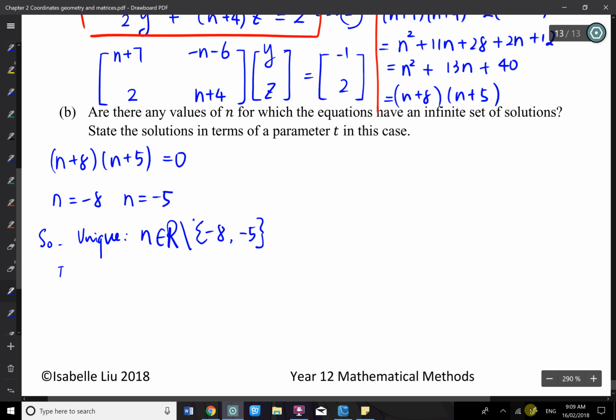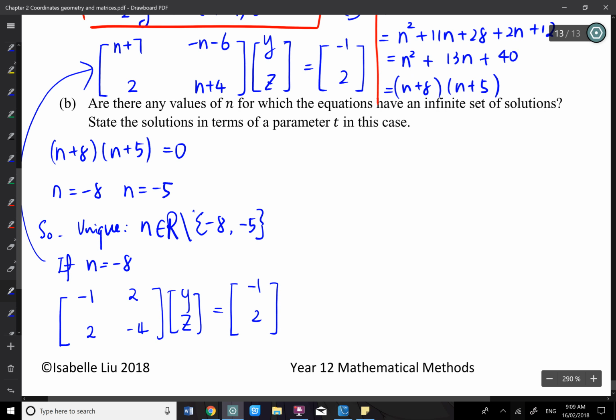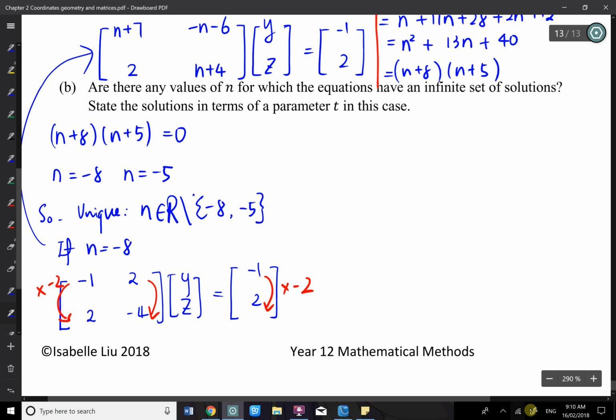So now I will see if n equals minus 8. My matrix will become, sub into that one, minus 1, 2, 2, minus 4, times y, z, equals minus 1 and 2. From here, going here is times by negative 2, same as this, and same as this. They are the same equation. So this one has infinitely many solutions.